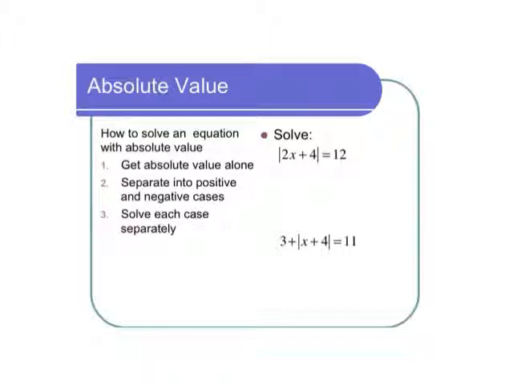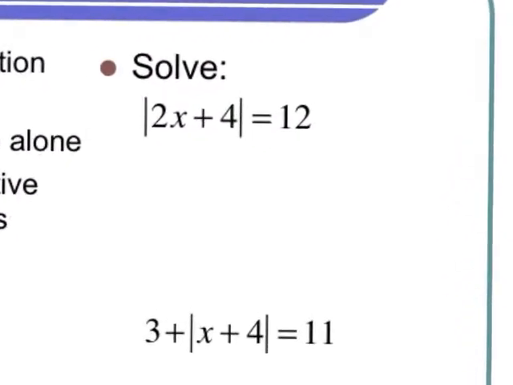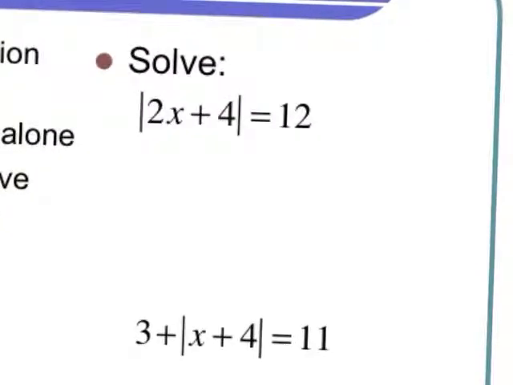So let me zoom in on this guy. The absolute value of 2x plus 4 equals 12. The first step is to try to get the absolute value alone, and I told you that for this problem that's already done. I've already got the absolute value of 2x plus 4 all by itself on the left-hand side. So now comes step 2, which is the splitting up step. I need that stuff in the absolute value to be 12, and I need that stuff to be negative 12. So I'm going to write both of those down.